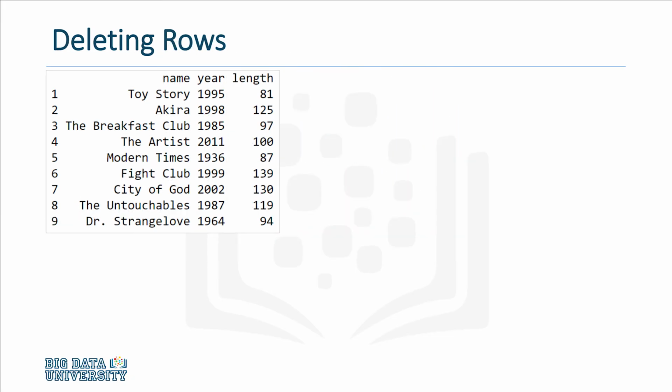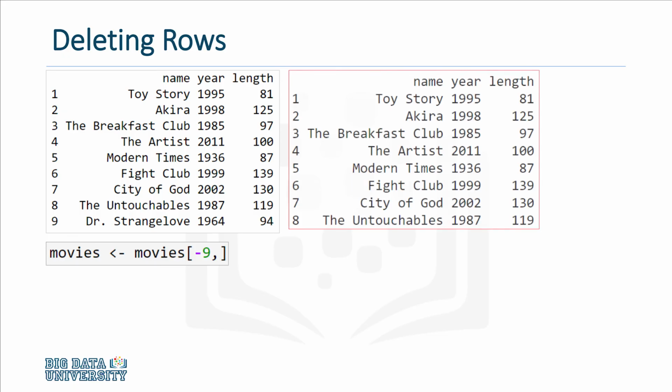You can delete rows from a data frame by using negative numbers inside the square brackets. You can see here that we use -9 for the row and leave the column blank. The output will be a data frame that has rows 1 through 8, and we then have to reassign it to the original data frame variable. If you look at the result, you'll notice that the 9th movie has been removed.